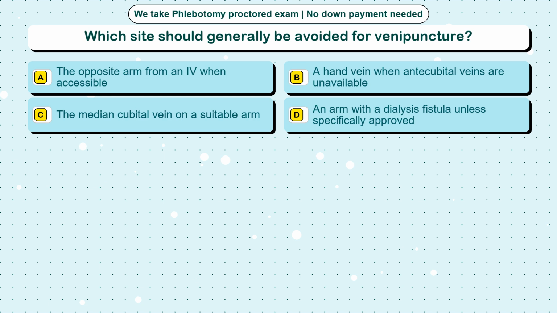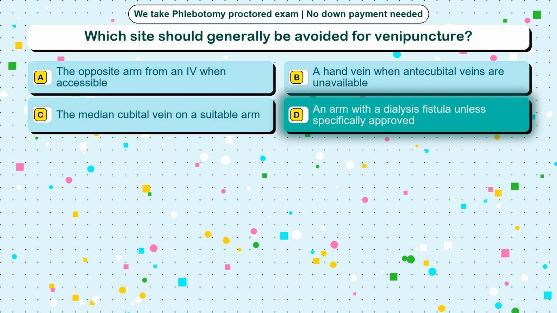Question 98. Which site should generally be avoided for venipuncture? Option A. The opposite arm from an IV when accessible. Option B. A hand vein when antecubital veins are unavailable. Option C. The median cubital vein on a suitable arm. Option D. An arm with a dialysis fistula unless specifically approved. The correct answer is option D.